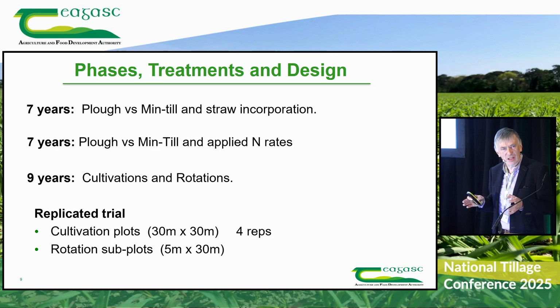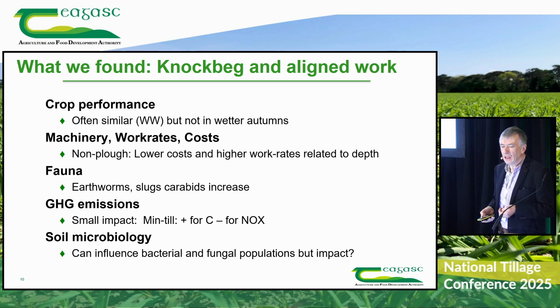And just to say at this point that this is a replicated trial, so we can make statistical inferences from it, and we can see with certainty whether we are picking up differences or not between the systems. So what we found, and I'm only going to rush through some of these and focus on 1 or 2 points, between the work at Knockbeg and some other aligned work was that crop performance is often similar, particularly with winter wheat, but not necessarily in wetter autumns, and we'll see that in a minute.